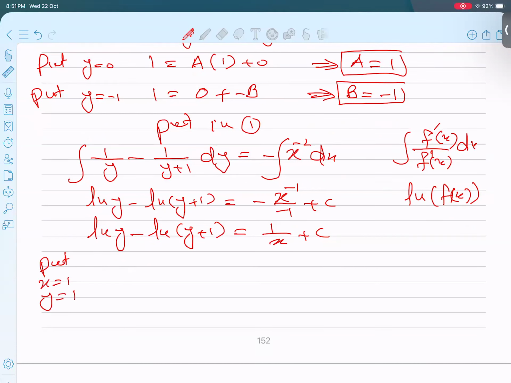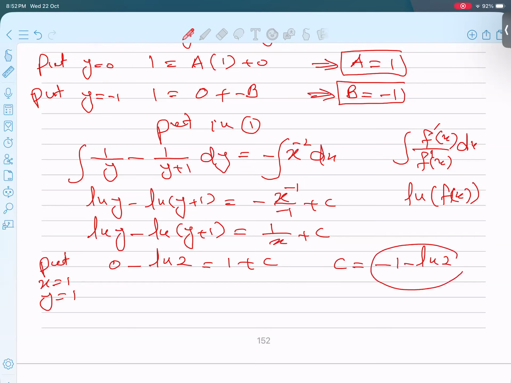So when I plug in here, ln 1 is 0. When I plug in 1 here, 1 plus 1, 2, I got ln 2. Okay. When I plug in 1 here, I get 1 plus c. So basically the c value is becoming negative 1, negative ln 2. I hope up till here this part is clear.